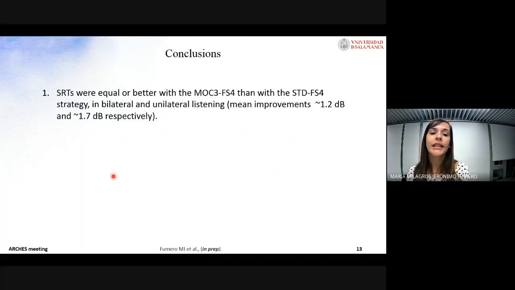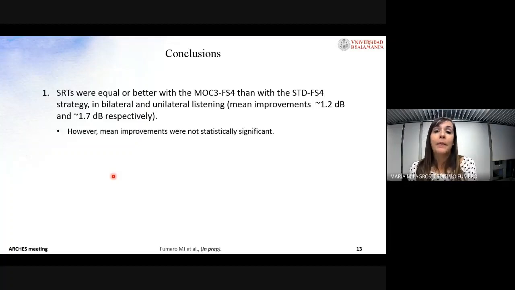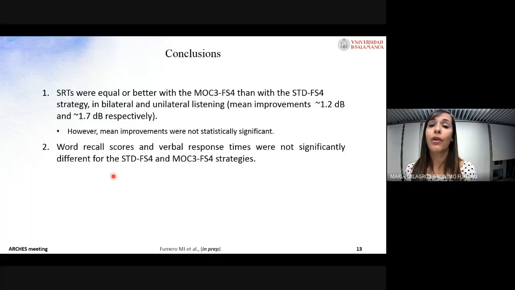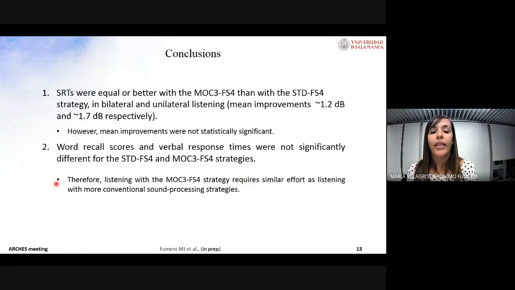And to conclude, intelligibility in noise was equal or better with the Mode 3 FS4 strategy in bilateral and unilateral listening compared to the standard FS4 strategy. However, these improvements were not statistically significant, and word recall scores and response times were not significantly different for the standard and Mode 3 FS4 strategies. Therefore, listening with the Mode 3 FS4 strategy requires similar effort as listening with the conventional sound processing strategies.